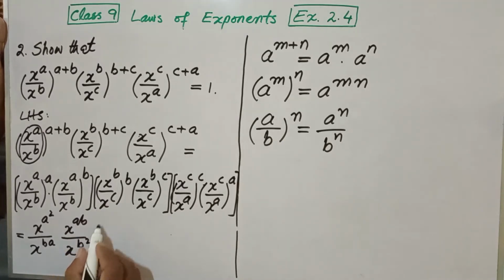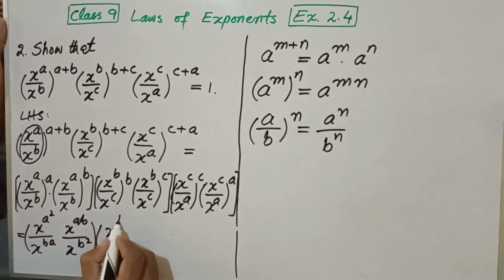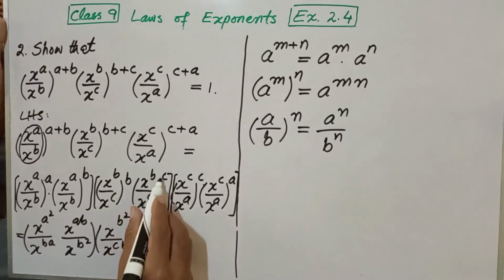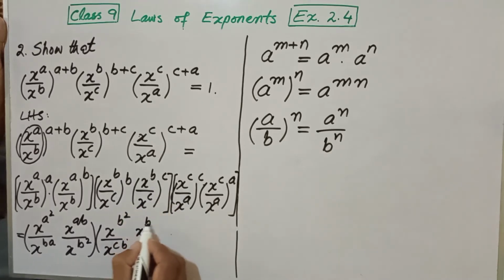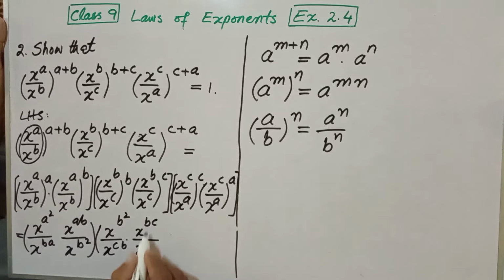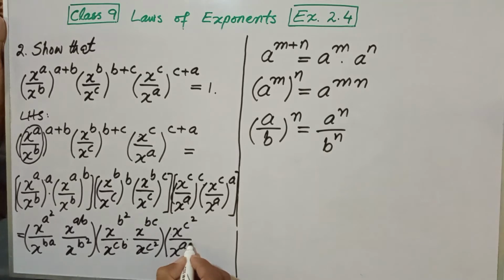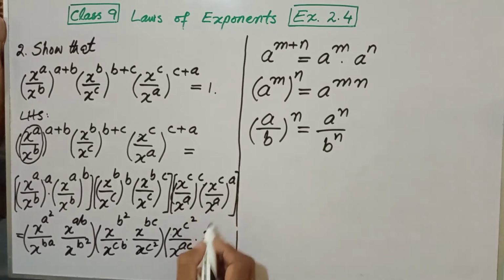From here we have x power b square divided by x power cb. Similarly here we have x power bc divided by x power c square, and from here we have x power c into c becomes c square, and x power ac, here x power ca and x power a square.